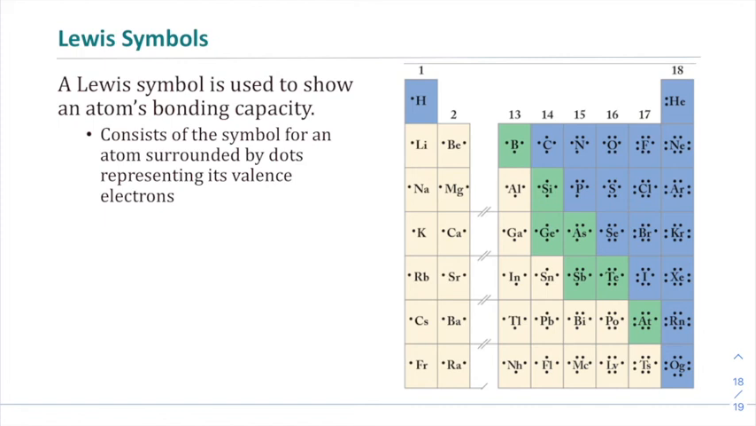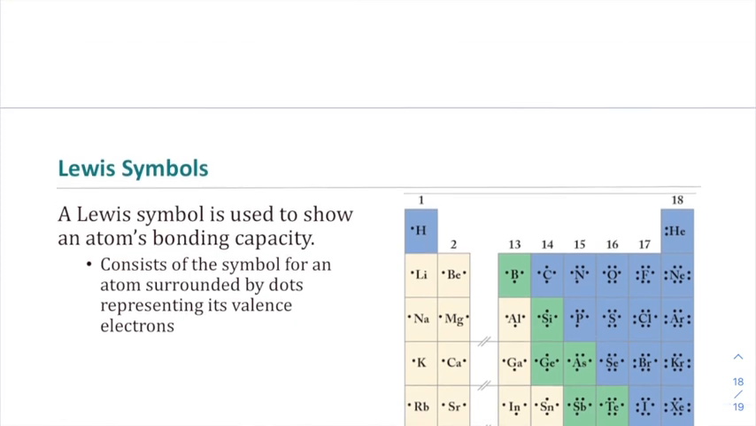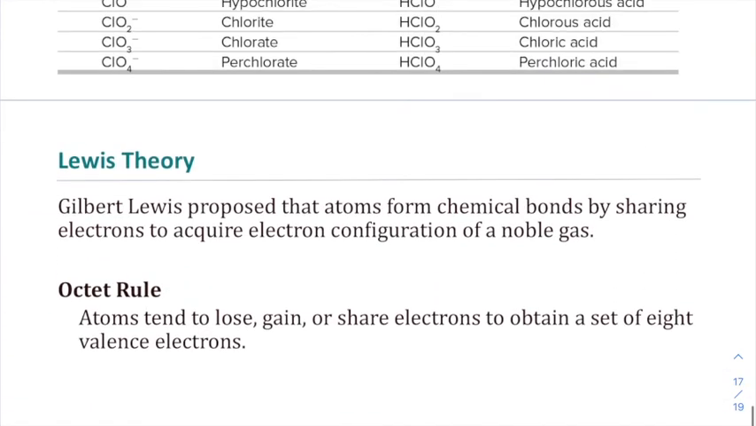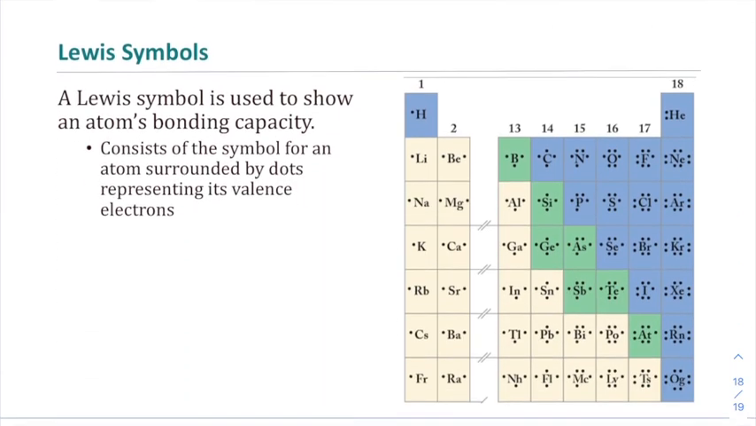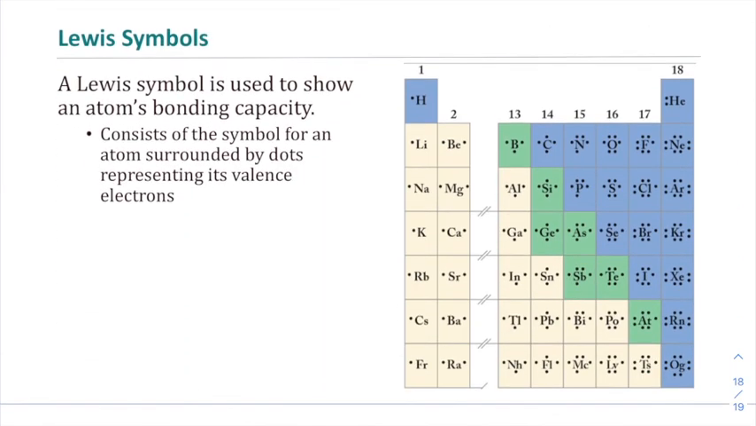So basically, anything in group 1 is going to have the same exact dot notation because they all have one valence electron. That's all we care about, the valence electrons. Okay? We're not worried about the other electrons because they're core electrons that aren't important in bonding. So the only thing that changes in group 1 is the symbol. The only thing that changes in group 17 is the symbol, 7 valence electrons.